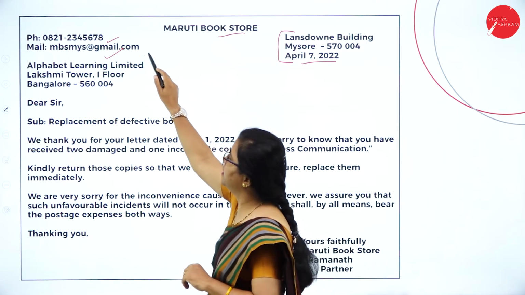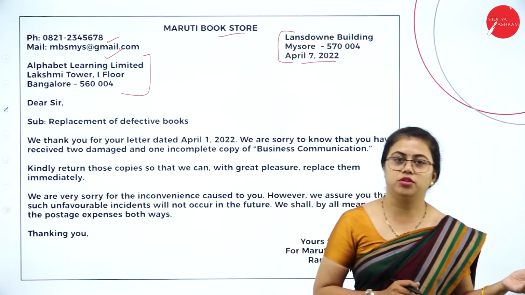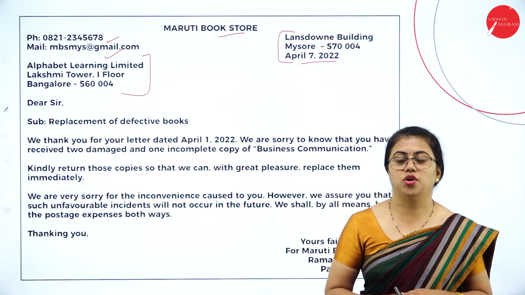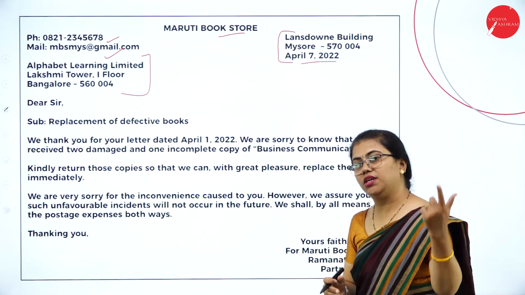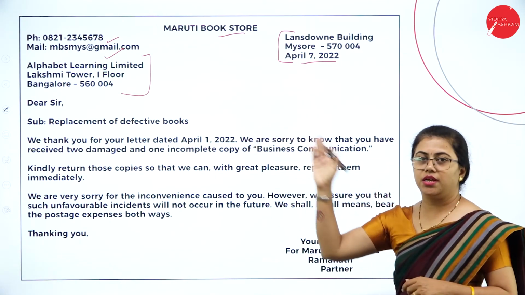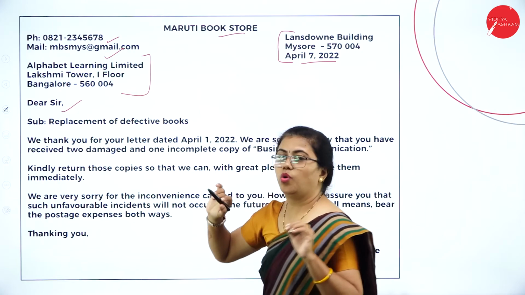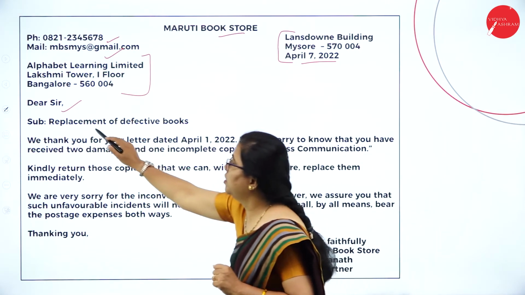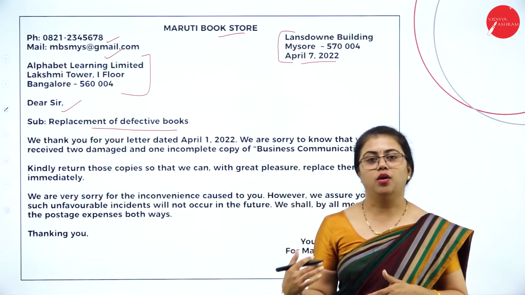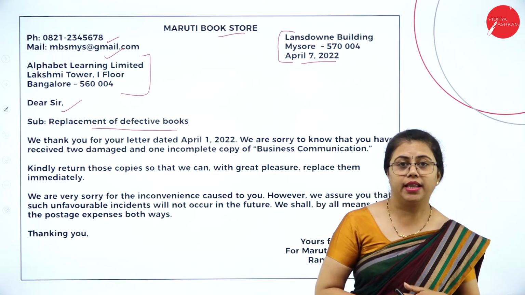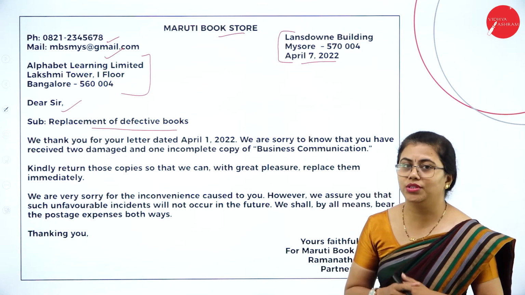Then we can see the recipient has changed now. Earlier, whoever had brought the complaint to the notice of Maruti Bookstore will be now the recipient. Okay. Because it's a reply letter. Fine. So now here is the address of the recipient. Okay. So here he becomes the recipient. Now we have this salutation also. Then what is he talking about? Okay, he's talking about replacement of defective books. Earlier it was defective and damaged books, but now since it is a reply, he's talking about replacement of these defective books. Fine. Here also let us see how the letter is written.